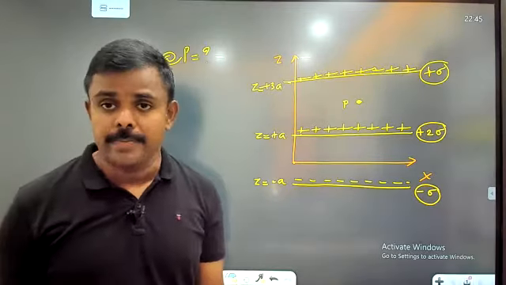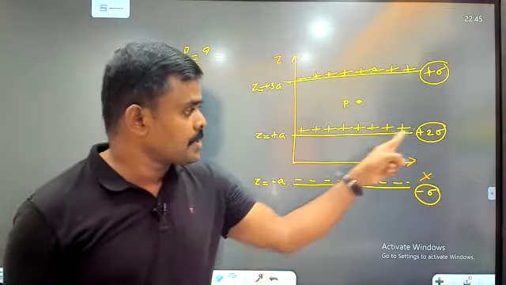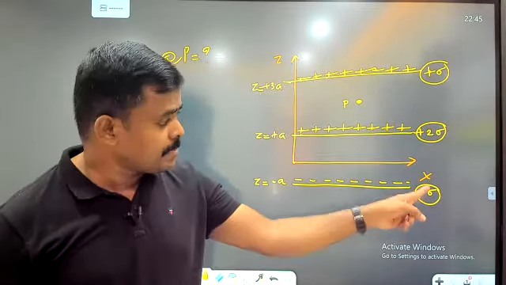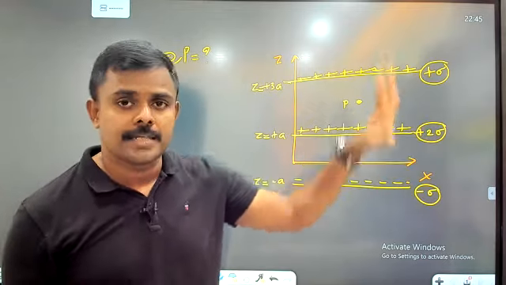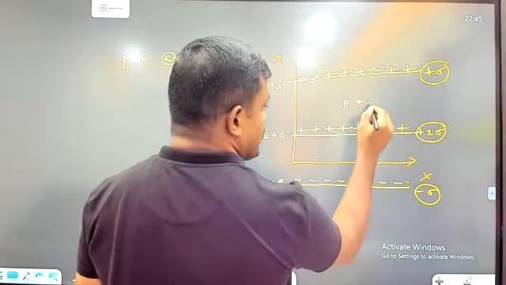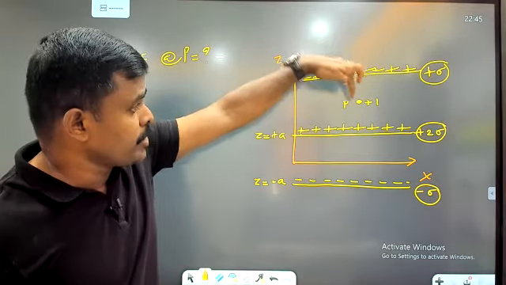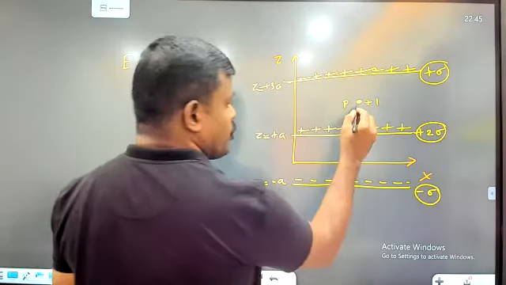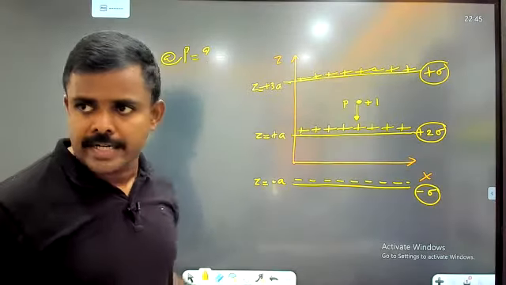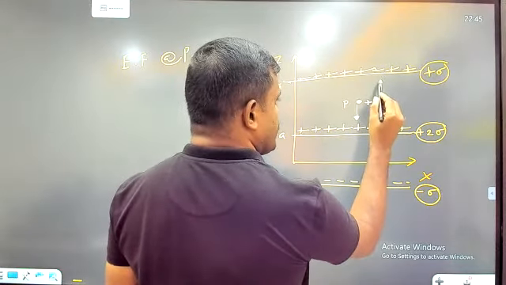I'll repeat. They have given that this sheet is negative, this sheet is positive, and that sheet is also positive. This is minus sigma, this is plus 2 sigma, this is sigma. Now I'm going to put a plus 1 coulomb here and see where it is moving. What is this plus doing to this plus? A repulsion, so it is repelling it downward. That field is downward. Similarly, that plus is repelling this plus in the upward direction.